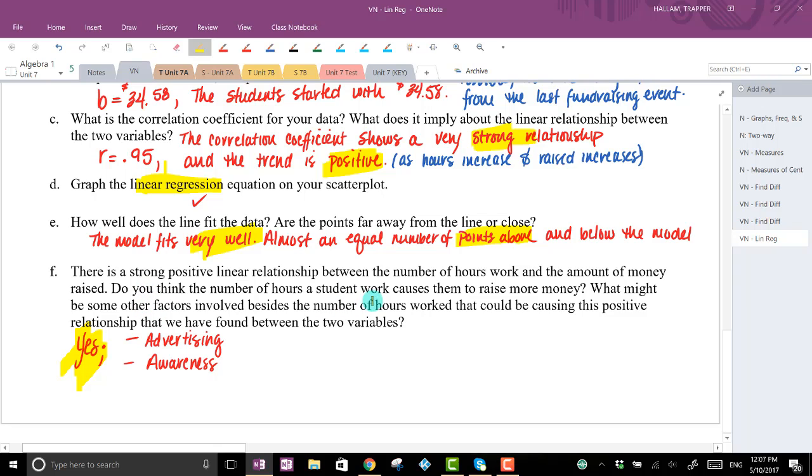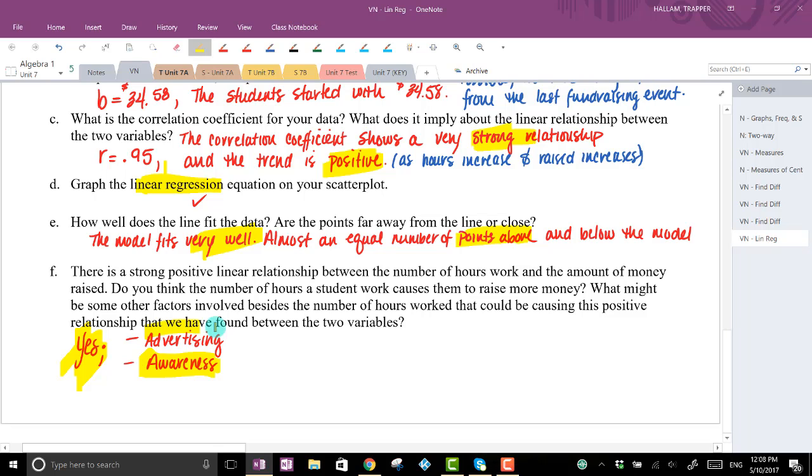Do you think the number of hours a student works causes them to raise more money? Yeah. What other factors might be involved? Because there's always more than just two factors in anything in the real world, right? It's very hard to get down to just two factors. What other factors may apply? Well, you can pause and add your own, but I've given you a couple. And the big one, I think, is just the awareness. The more that there's students out there trying to raise money for some event, the more people are going to know about it, the more people are going to talk about it, and the more people may give money.